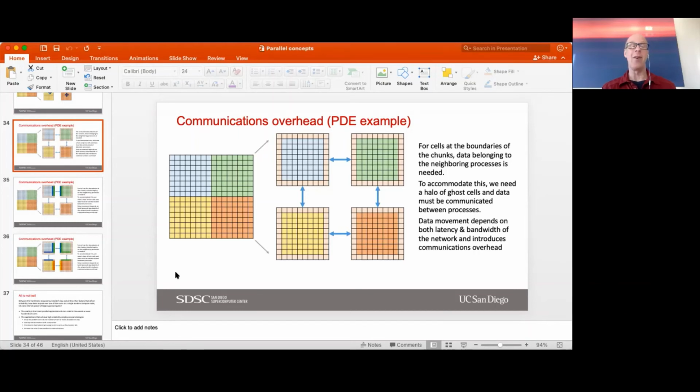And of course, we could get all the way down to the point where we divided this across 256 processes. And now each process just has one cell, but it still needs to have that whole halo of ghost cells. So that is undoubtedly going to run considerably slower than if we had used a smaller number of cores.